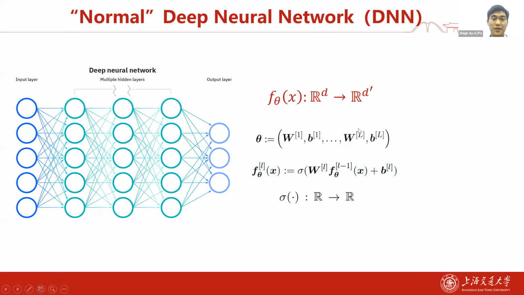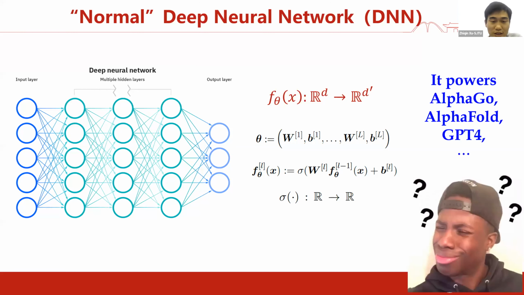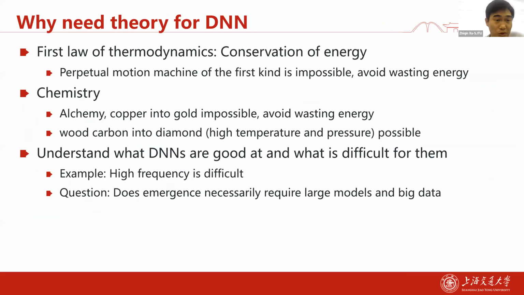We know that a deep neural network looks very normal. It's just a composition of linear and nonlinear functions. However, it can power AlphaGo, AlphaFold, GPT-4, and so on. So we definitely have questions about why they can do so well, and we want to study it from theory. But why do we need a theory for deep neural networks?